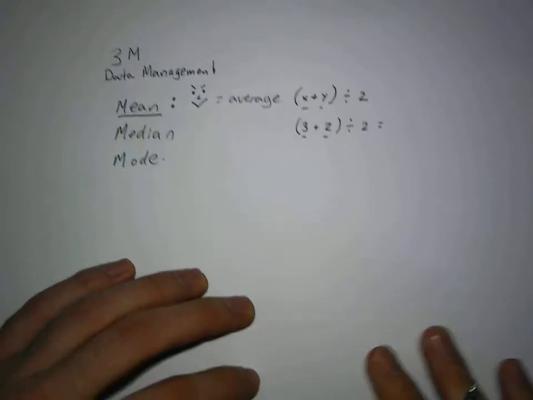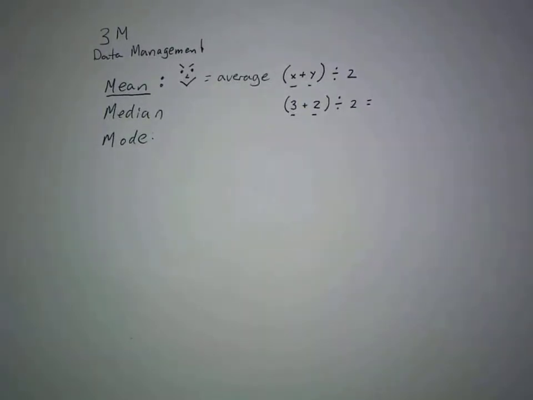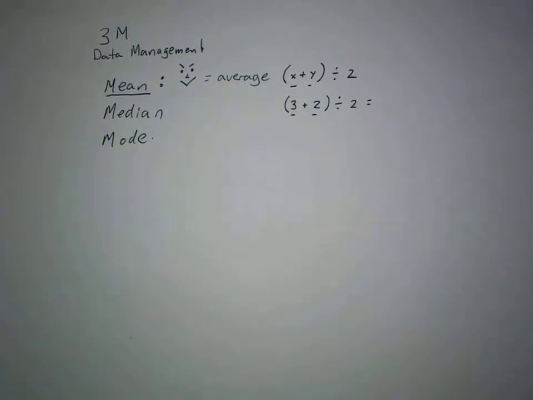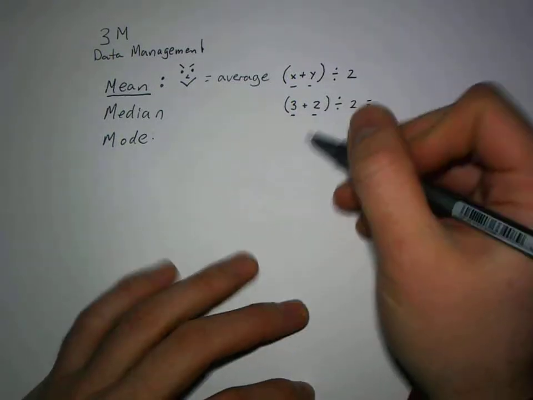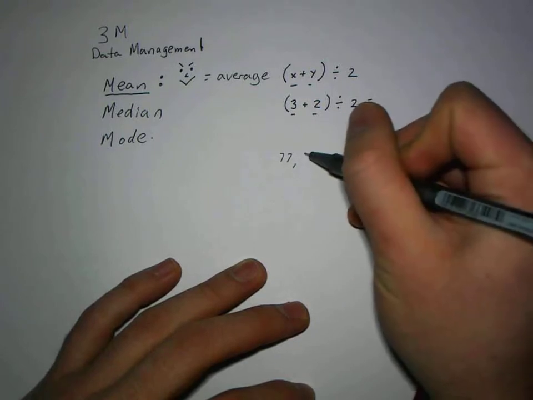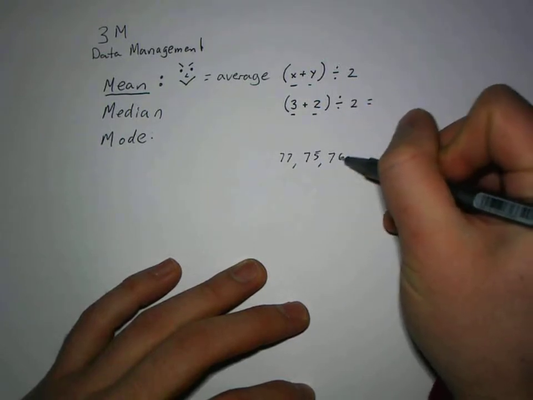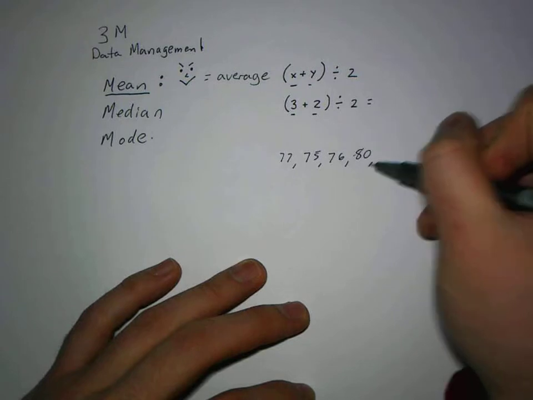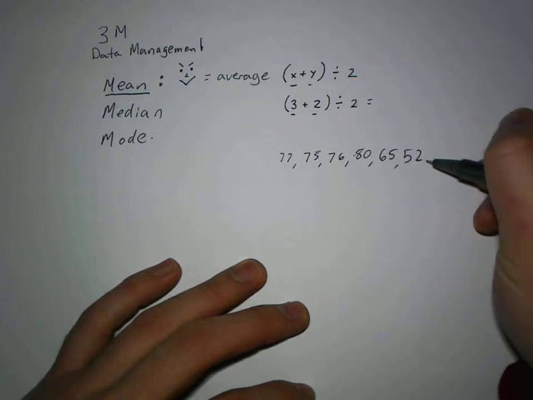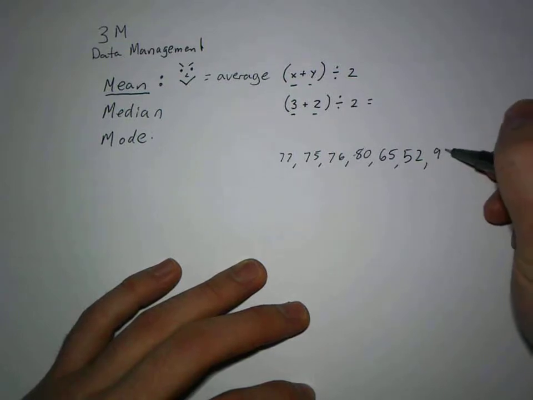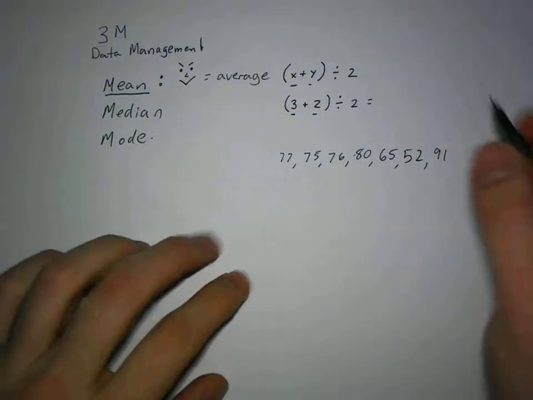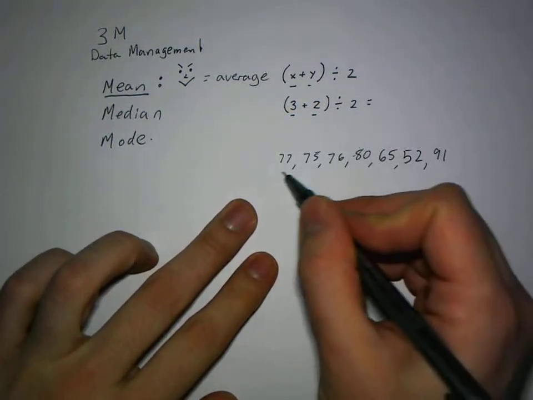So on a real test, let's say I gave this class a test, and there were 22 students, and they each got a different mark on the test. Some got the same mark. So let's say some kids got 77%, some kids got 75%, some kids got 76%, some kids got 80%, some kids got 65%, some kids got 52%, some kids got 91%. Now, that's my data.